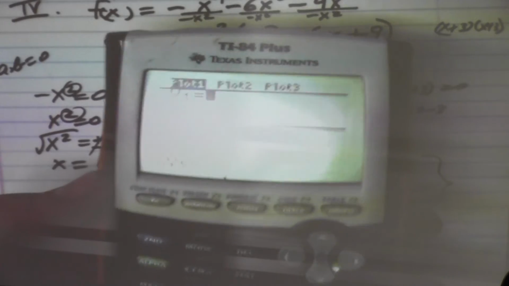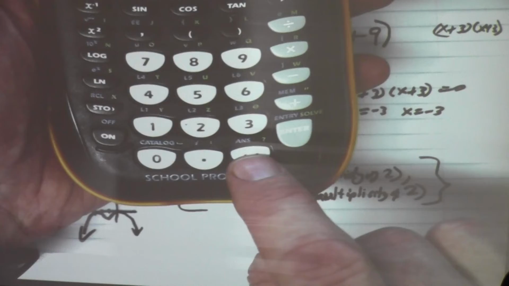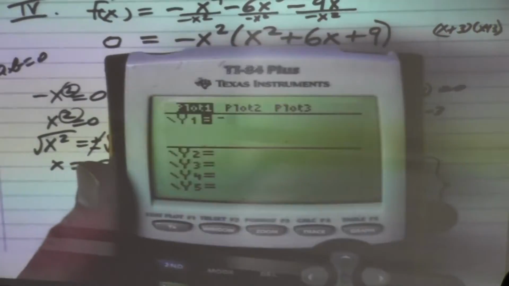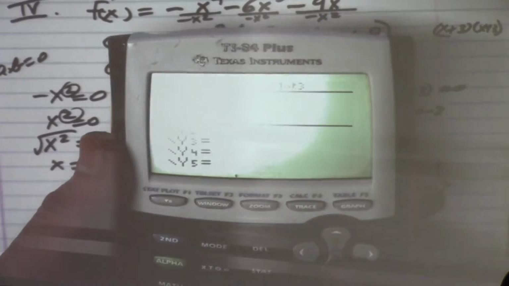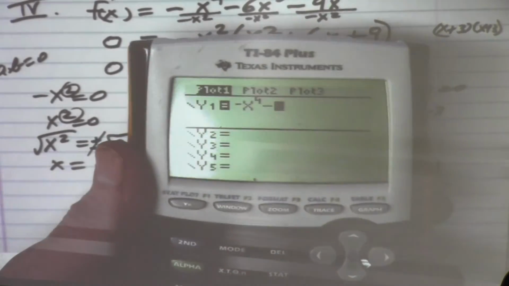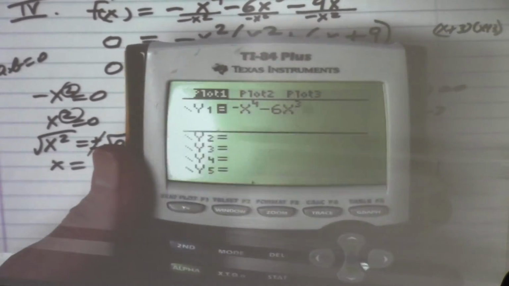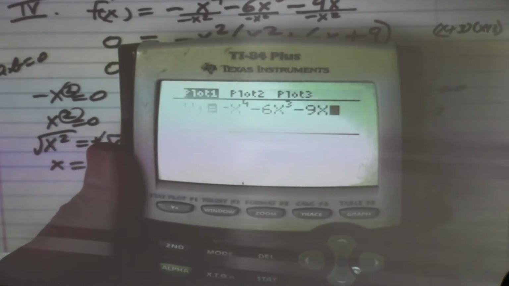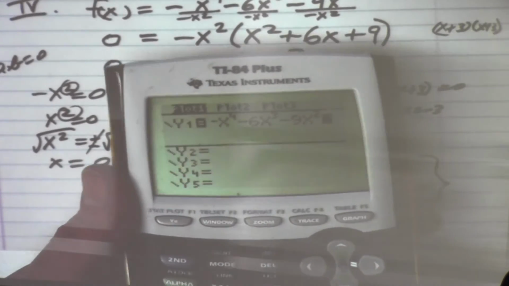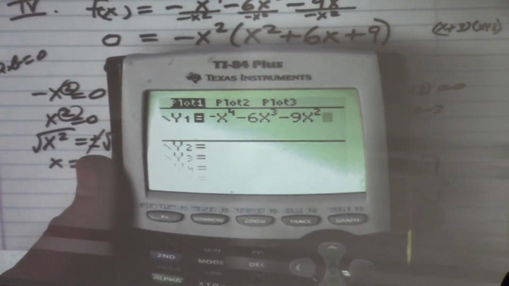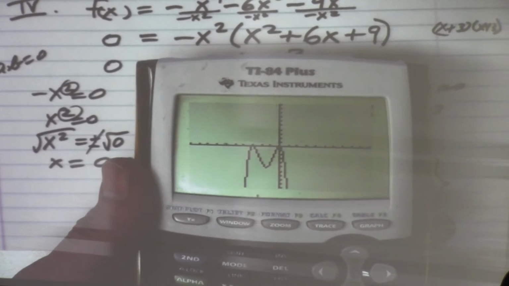Okay, so I'm going to put in the negative. And remember on these, you use the negative down here if it's a leading negative. It's not yet subtracting. It's negative x raised to the 4th power minus 6x raised to the 3rd power minus 9x raised to the 2nd power, negative x to the 4th minus 6x cubed minus 9x squared. Looks good. Now when I do graph, aha, it does look like that.